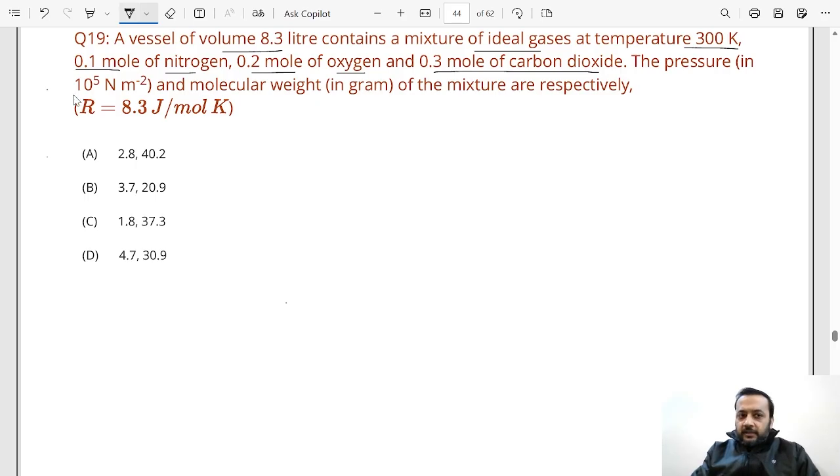We have to find the pressure in the multiple of 10 to the power 5, and we have to find the effective molecular weight of the mixture. Again, I think even if you have studied chemistry, then also you would have done this question. And if you have studied physics, then also you would have done this question. So let's first find the pressure.